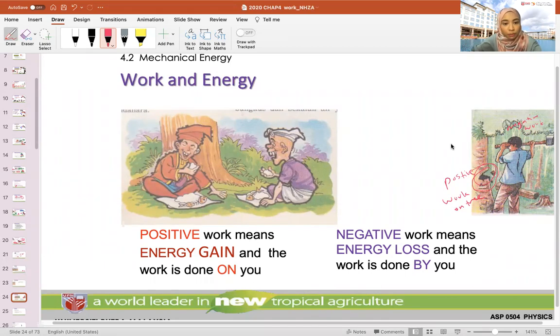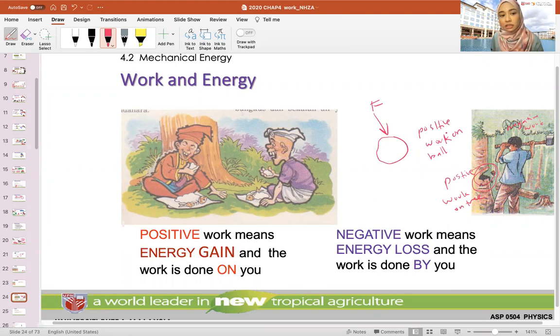So let's say I have a ball. Saya ketuk-ketuk ball ni tanpa sebab. I'm exerting a force. So positive work is done on the ball walaupun it's a negative action. Positive work done, positive work on the ball. And because I'm doing this, I'm losing energy, I become tired. So negative work is done on me.